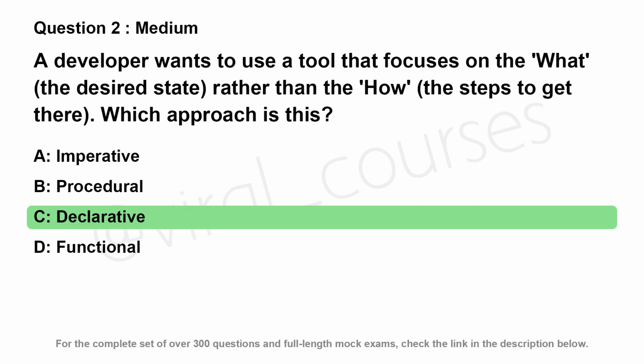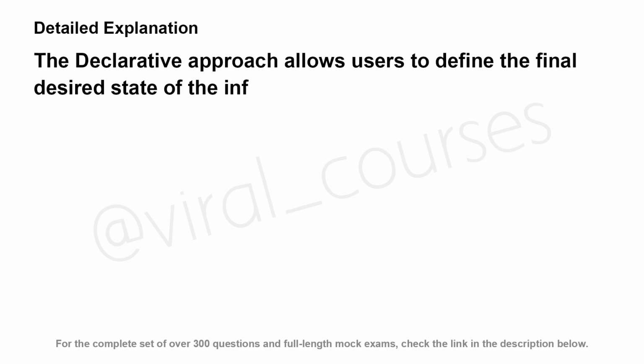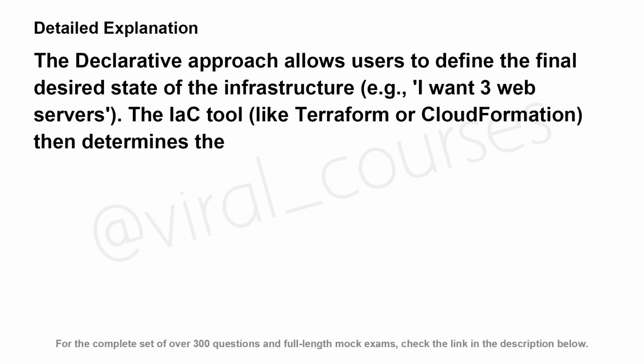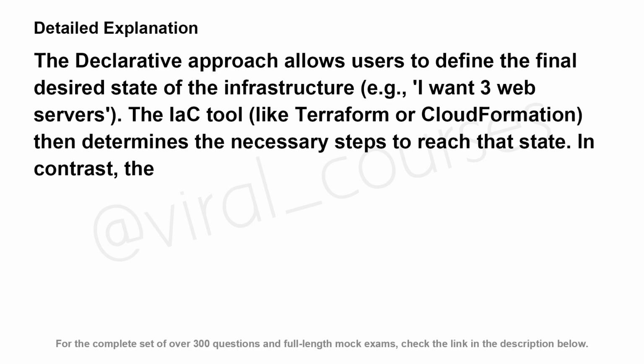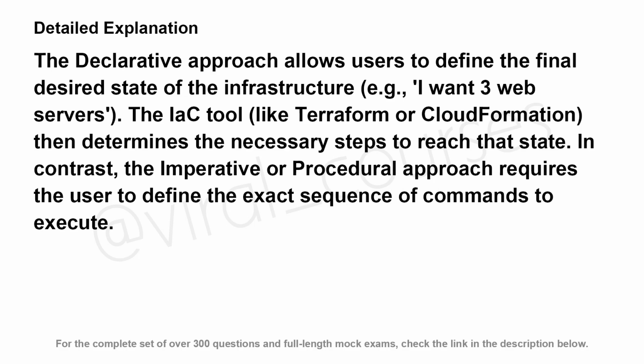The correct answer is C. The declarative approach allows users to define the final desired state of the infrastructure, e.g., I want 3 web servers. The IaC tool, like Terraform or CloudFormation, then determines the necessary steps to reach that state. In contrast, the imperative or procedural approach requires the user to define the exact sequence of commands to execute.